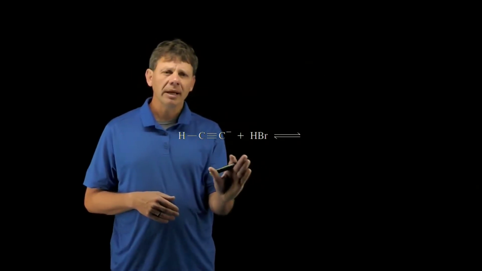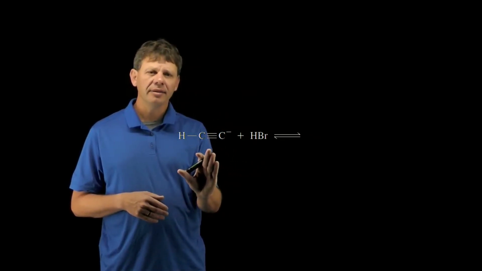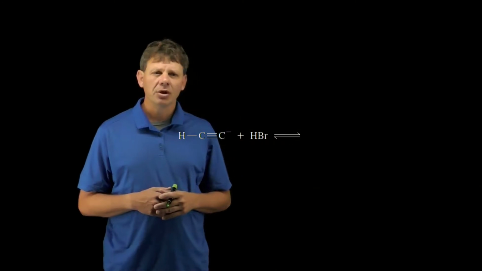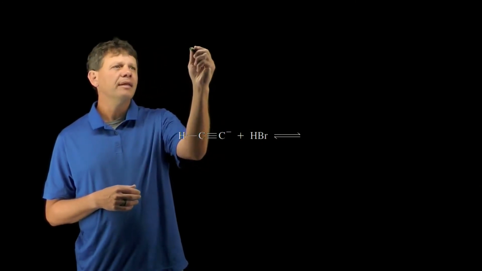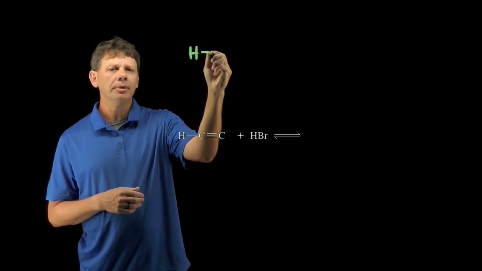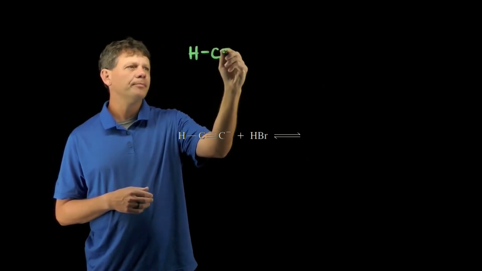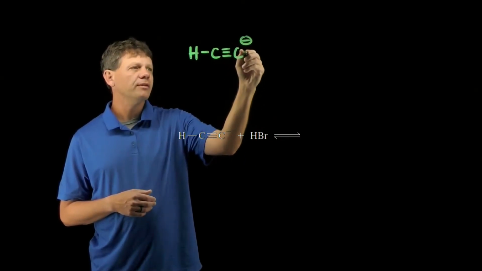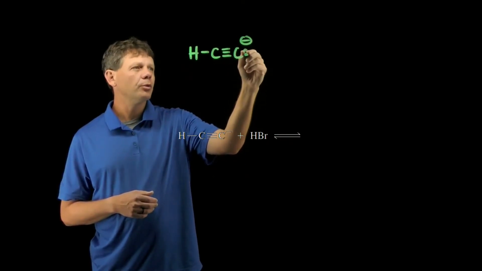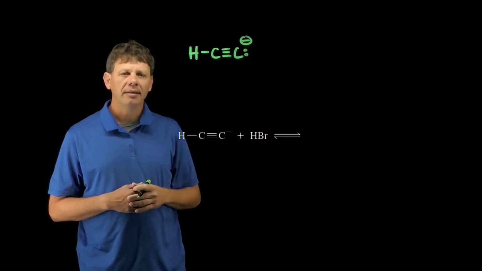Well, we can start by looking at the acetylide ion, this molecule here, with a negative charge on carbon. Having a negative charge is a big indicator that the acetylide ion is probably going to be our base. And if we draw in the lone pairs based on the formal charge of -1, we know that there's going to be a lone pair on that carbon.